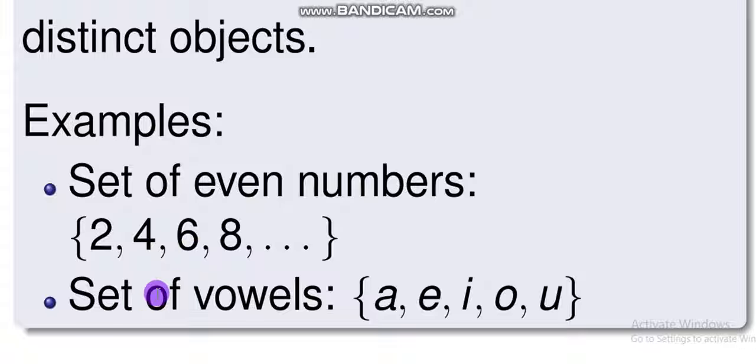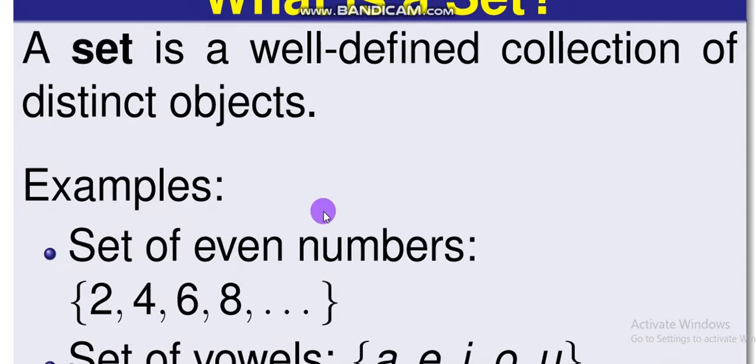The next example is set of vowels. You see, A is different from E, E is different from I, is different from O, is different from U. They are 5 different letters, but when you bring them together, you will see something. What is that thing? They are all vowels, so you can give it a name, set of vowels. That is what set is all about.